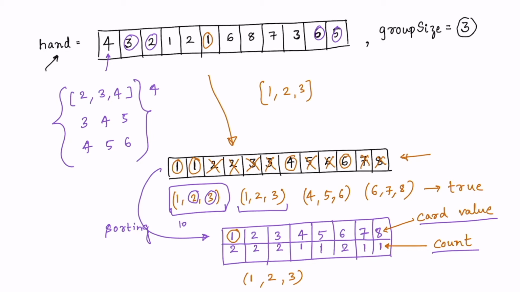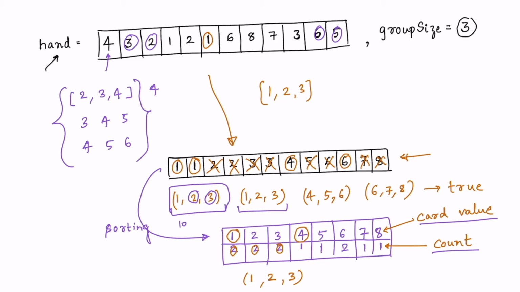Which means we can form this group, and we set the count to 0 for all of them because we have used each of those cards. We continue to go through this hash table and find the next card with the least value that has the count greater than 0. In this case, 4.